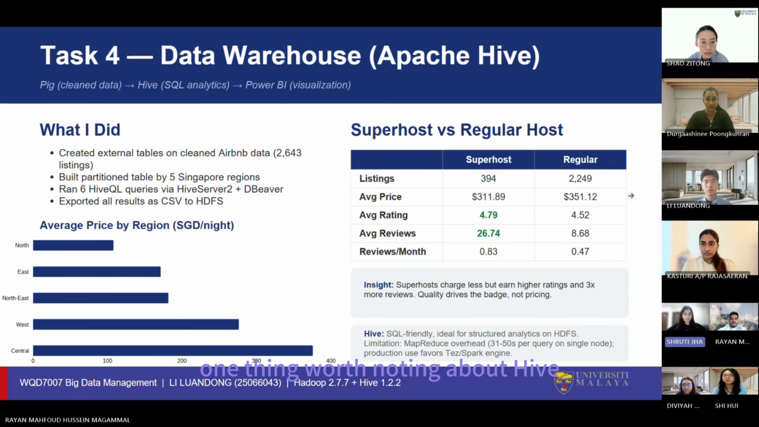One thing worth noting about Hive is that it's very SQL friendly, meaning that anybody with database experience can pick it up quickly. The downside is that each query took 30 to 50 seconds because it runs on MapReduce. And in a production environment, you would have to switch to Tez or Spark for faster performance. I pass on to the next presenter. Next slide.